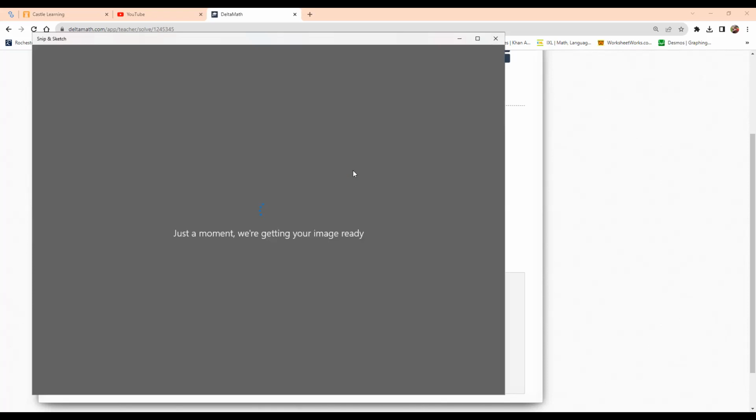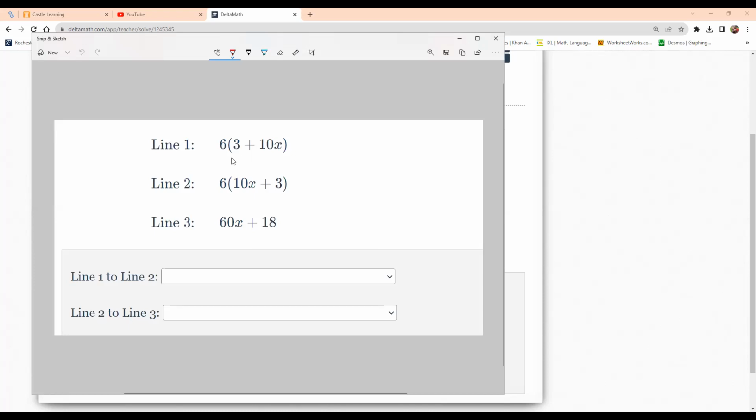Sorry, guys. All right, so if you'll notice, the only thing that's changed is the 3 is where the 10x is, and the 10x is now where the 3 is. So they are commuting, and they're commuting around the plus side. So this first one is the commutative property of addition. And now, going from line 1 to line 2 is the commutative property of addition.